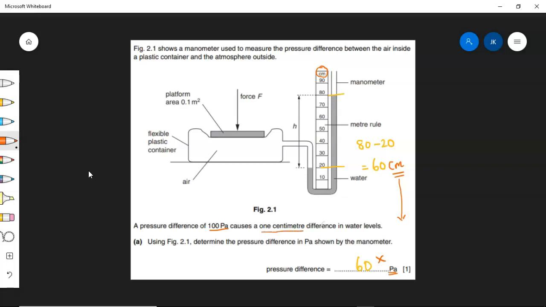So, every 1 centimeter will have 100 Pascal. 1 centimeter, 100 Pascal. We have 60 centimeters, X. Cross multiply. X is equal to 60 multiplied by 100 is equal to 6000 Pascal. So the right answer is 6000 Pascal. So you'll get 1 mark.